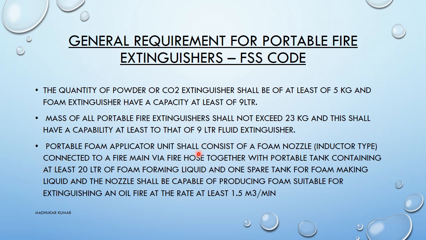Okay, a portable foam applicator unit shall consist of a foam nozzle, inductor type, as we have seen in our ships. Okay, and the fire main via the fire hose with a portable tank containing about 20 liters of foam liquid, and a spare tank is also required in case of the foam applicator and foam making liquid, and the nozzle shall be capable of producing foam which is suitable for extinguishing an oil fire at the rate of 1.5 meter cube per minute. This is the rate which is required in case of the portable foam applicator. So these were some general guidelines regarding the portable foam extinguishers and portable foam applicators.